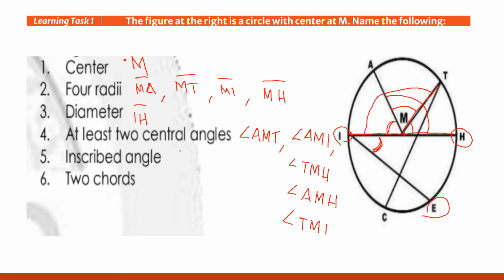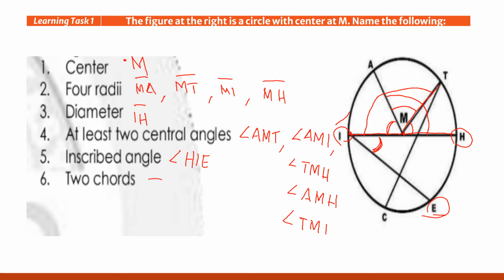So, we have angle H, I, E, or angle E, I, H. Yun ang ating inscribed angle. Okay? Now, what are the two chords? Ang chords natin dito ay yung 2 points on the circle. So, yun, pwedeng I, E.